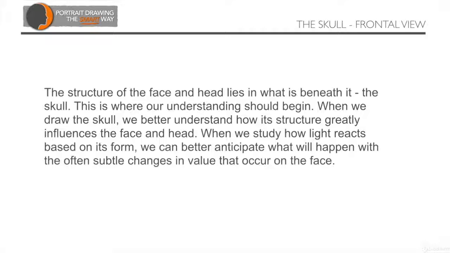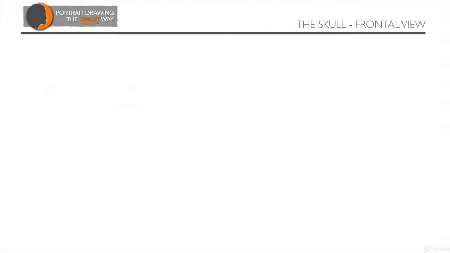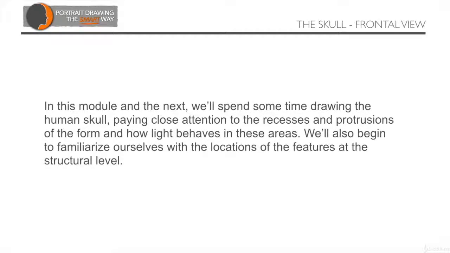When we draw the skull, we better understand how its structure greatly influences the face and the head. When we study how light reacts based on its form, we can better anticipate what will happen with the often subtle changes in value that occur on the face. In this module and the next, we'll spend some time drawing the human skull, paying close attention to the recesses and protrusions of the form and how light behaves in these areas. We'll also begin to familiarize ourselves with the locations of the features at the structural level.